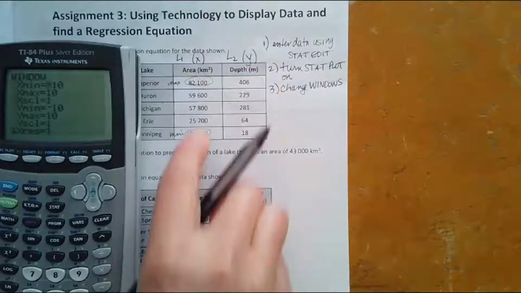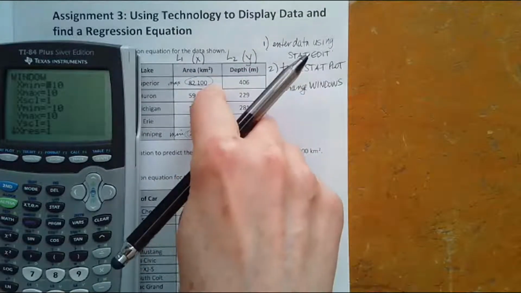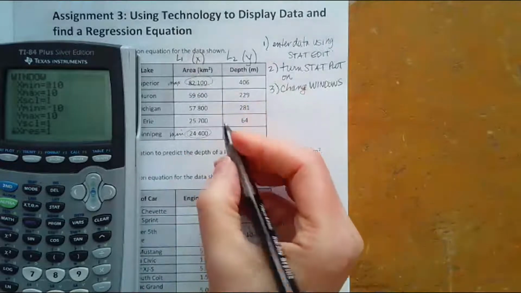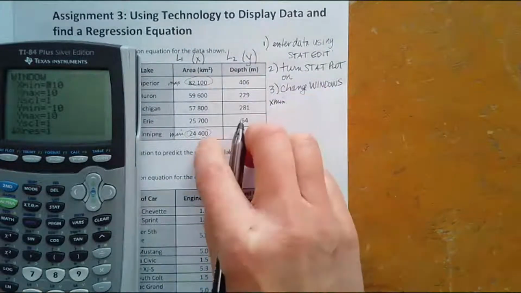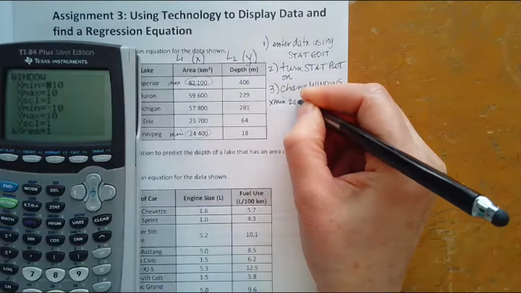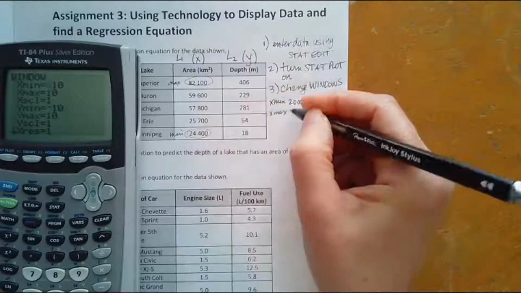So for the X min, I always go a little lower than the min and I go a little higher than the max. I think maybe I'll do for X min, I'm going to do 20,000. And for X max, I think I'll do 100,000.